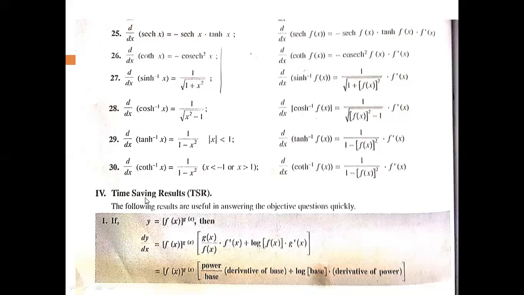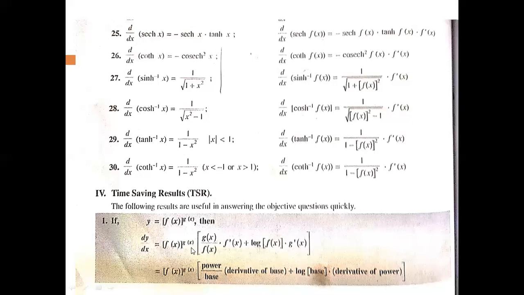Here there are some time saving results. Let us discuss one by one. The first one is, if y is equal to f of x to the power g of x, then what is the dy by dx? See here, this is the given function, one function to the power another function. Both are in terms of x only. In theory, we follow logarithmic differentiation for this type of function. Shortly, how to find the dy by dx?